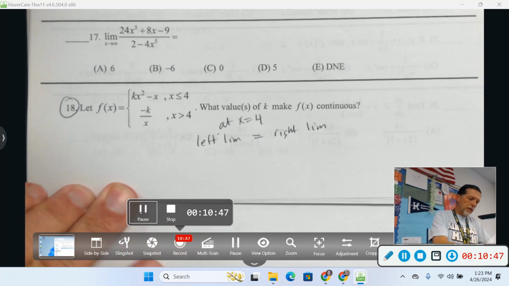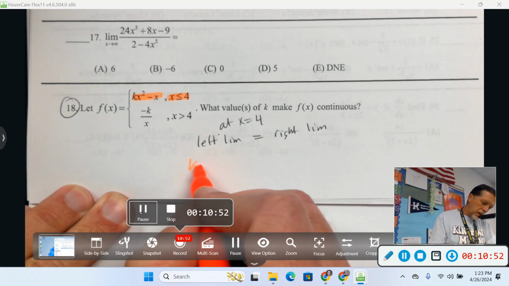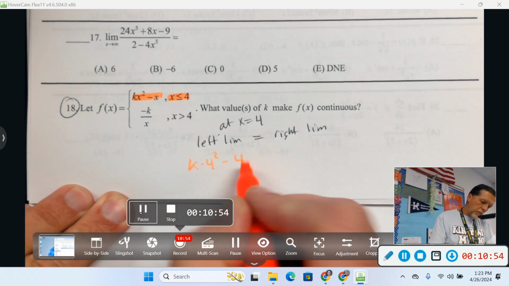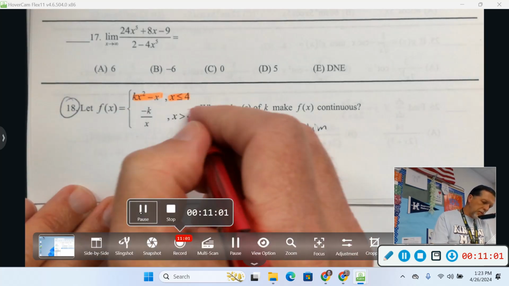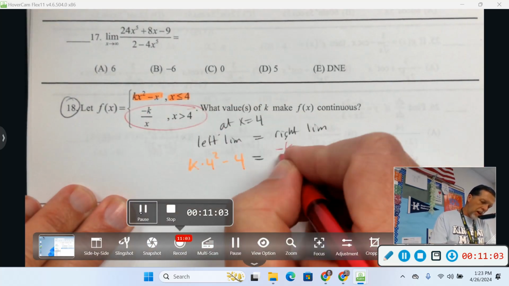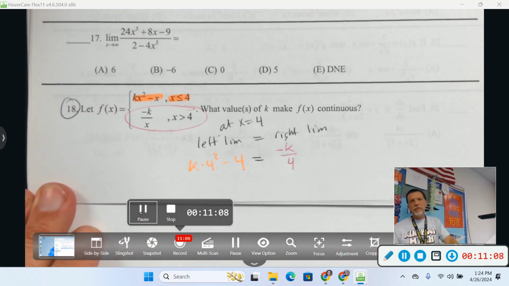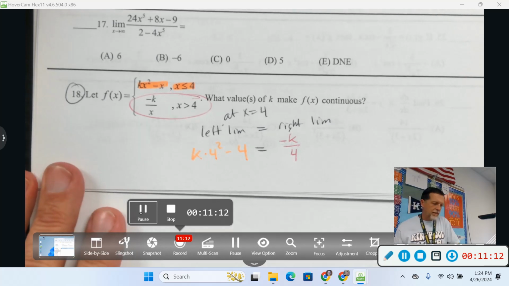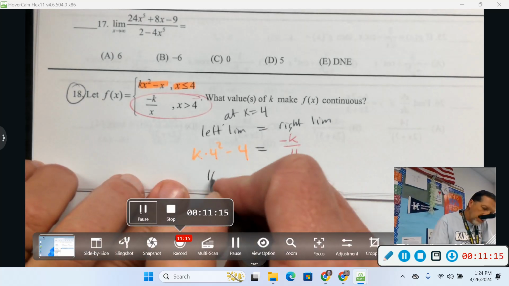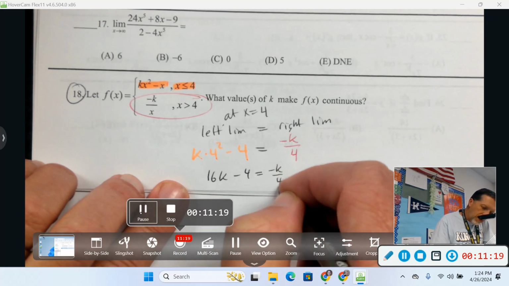So the left limit would be when x is less than 4. So that would be, again, I'm just going to plug in 4 because it's at 4 that we might have the problem. The right limit would be this one, so negative k over 4. And if those are equal to each other, well then it's continuous, so we'd be good. So let's do the algebra here. 16k minus 4 equals negative k over 4.